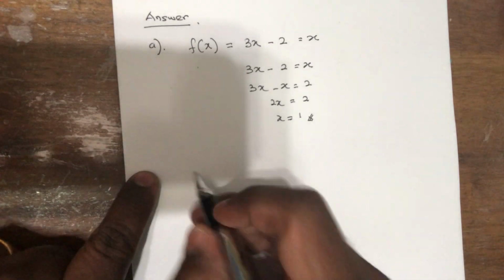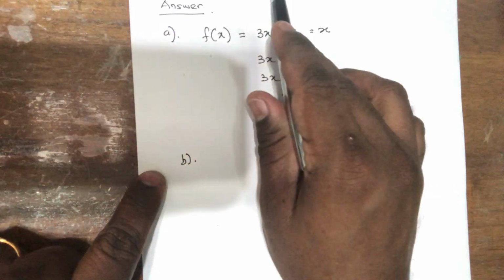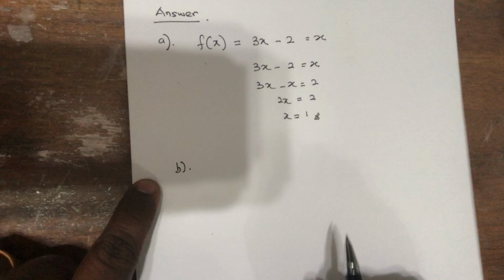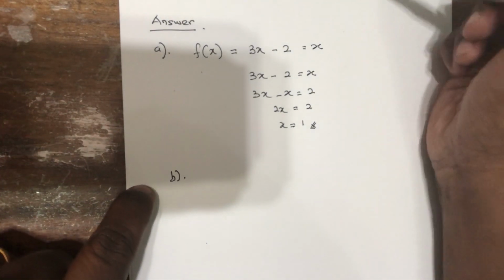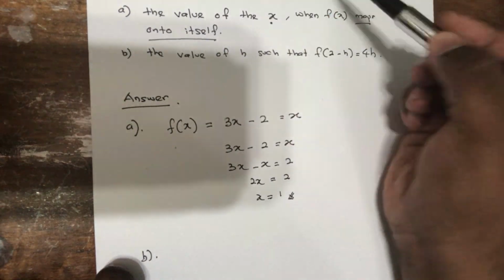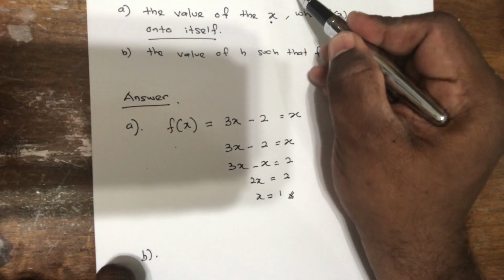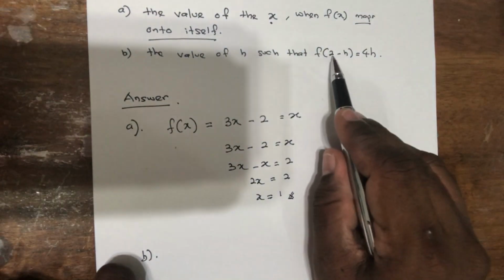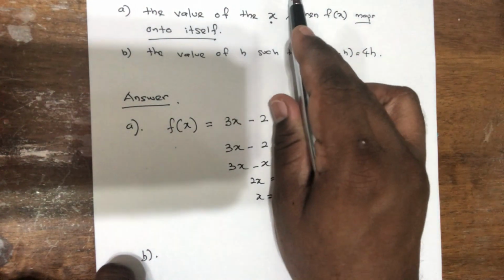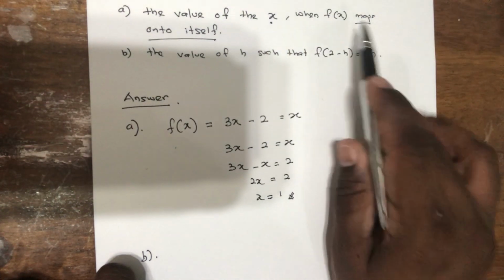Right. When you look at question B, the value of h such that f(2 minus h) equals 4h. Now in this case, as I showed in my earlier video, if you put a 2 here, here will become 2. You put a b here, it will become b here. So in this case, your object is 2 minus h. So when I put 2 minus h here, this x is 2 minus h, and your image is equal to 4h.